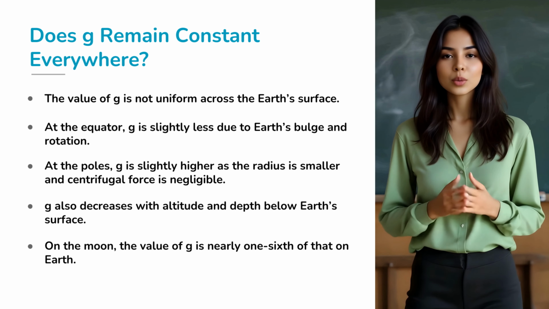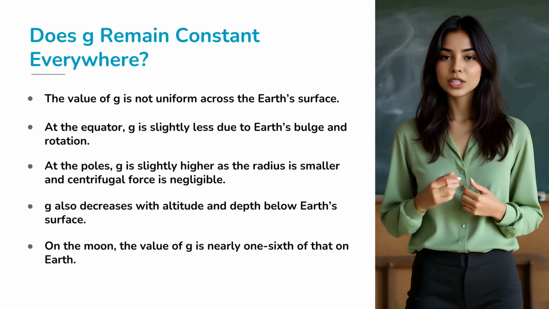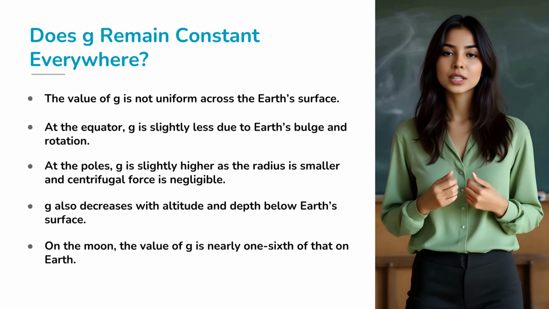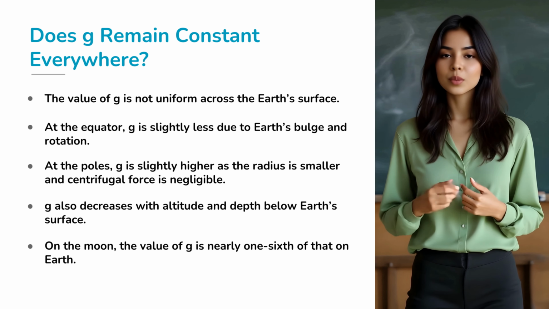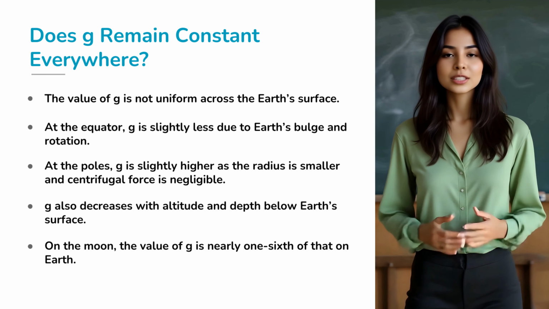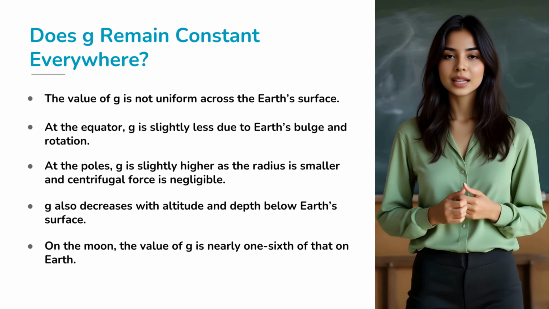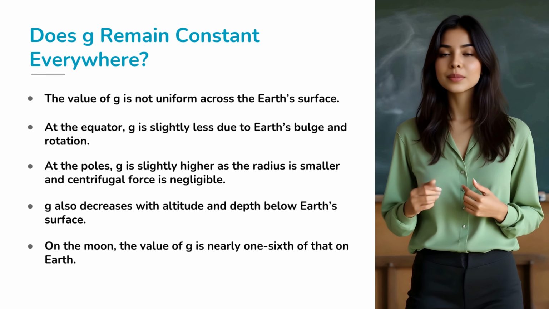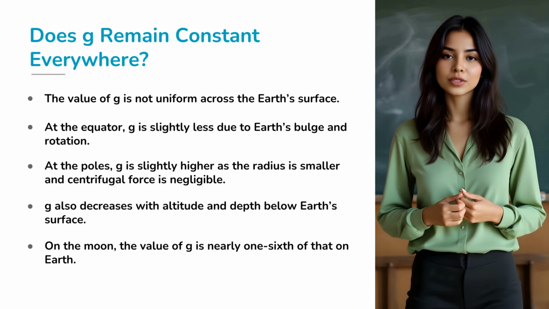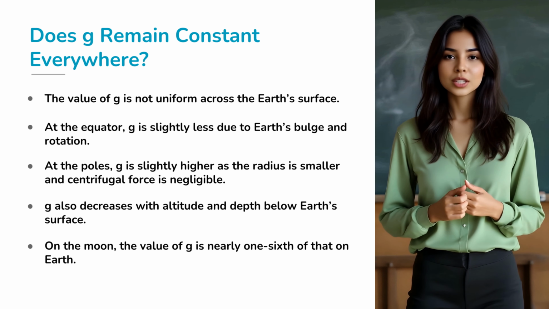But is g always 9.8? Not quite. Its value changes slightly depending on where you are. At the equator, g is slightly smaller. Why? Two reasons. Earth's bulging shape at the equator increases the distance from the center, and Earth's rotation creates a centrifugal effect that slightly counteracts gravity. At the poles, g is slightly larger because you're closer to the center of the Earth and there's virtually no centrifugal effect. g also changes with height.